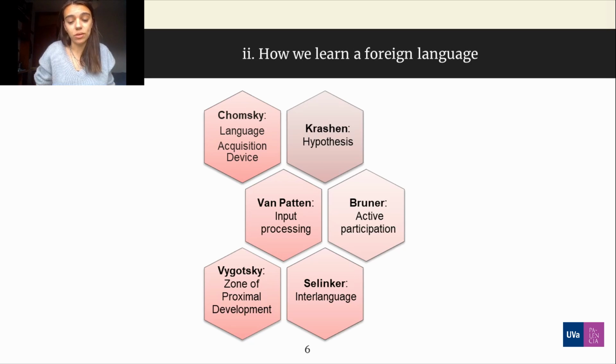VanPatten also delves into the role of the input, but regarding the input processing and not the level of the message. He explains that to understand a message, we must assimilate it in parts. First, the meaning, relying on the gestures, on the songs, and then the formal parts, which is the grammar. Also, Bruner retakes this idea of the input and he explains that to understand an input, the child must be active, must participate actively in the interaction.